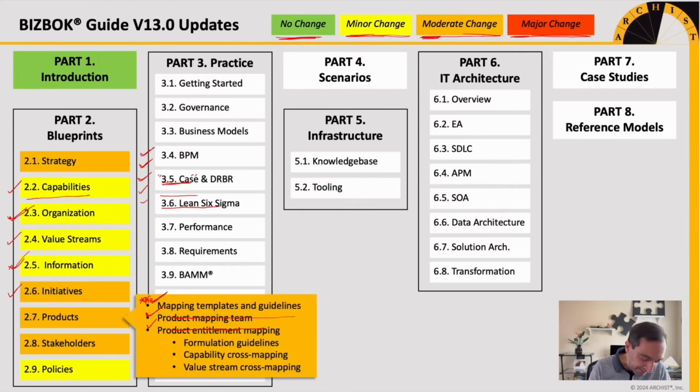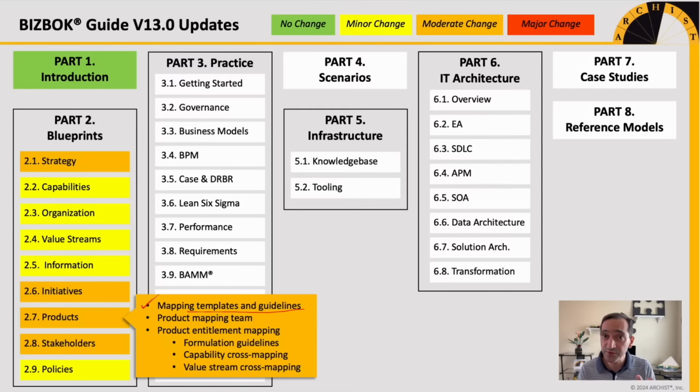And then looking at the product mapping, there have also been some moderate changes in this section of the BIZBOK guide. One is around the mapping templates and guidelines. There have been a few new templates added under product mapping along with the relevant guidelines, and also identifying the product mapping team.